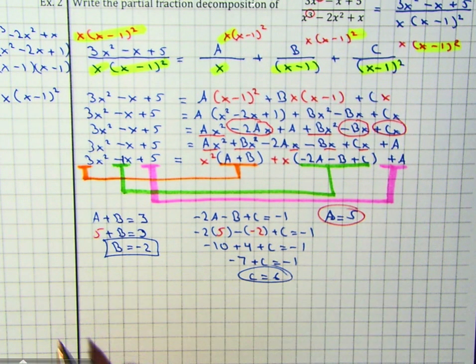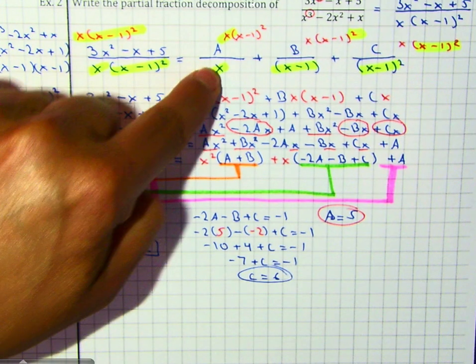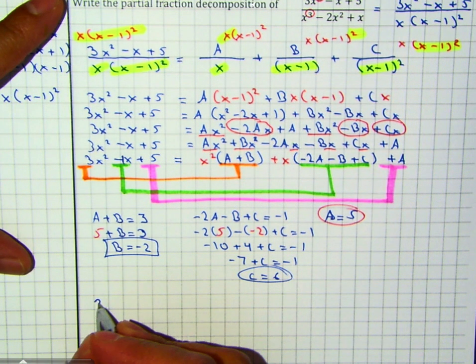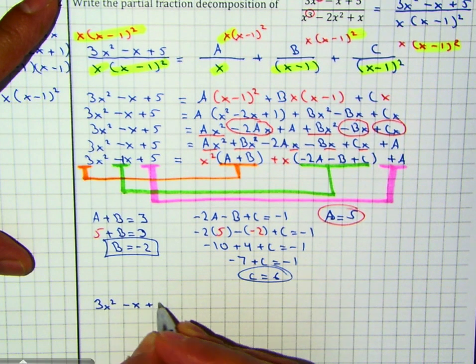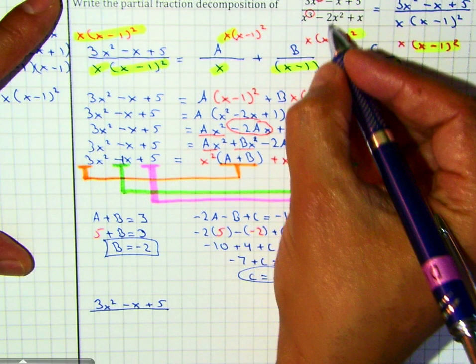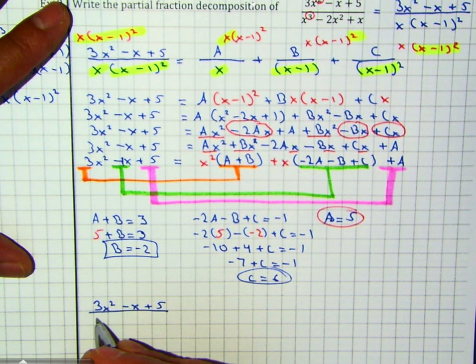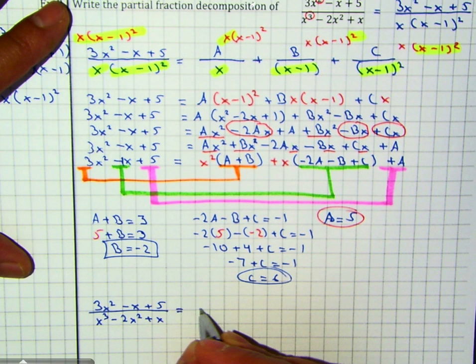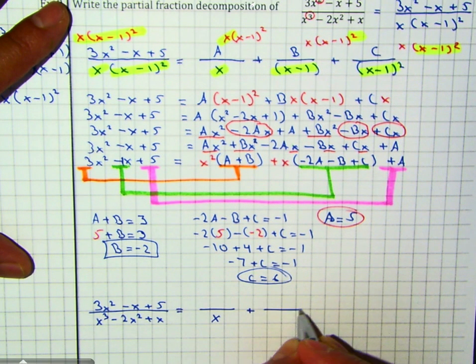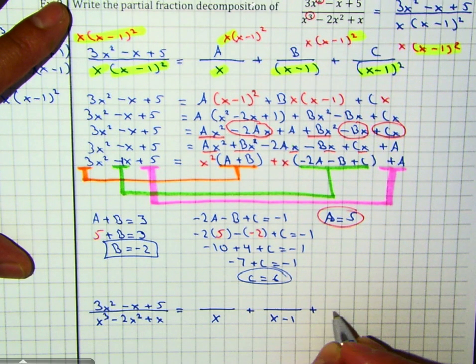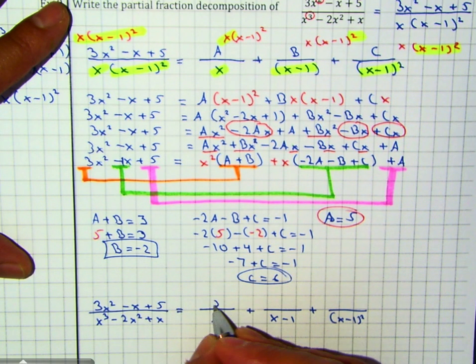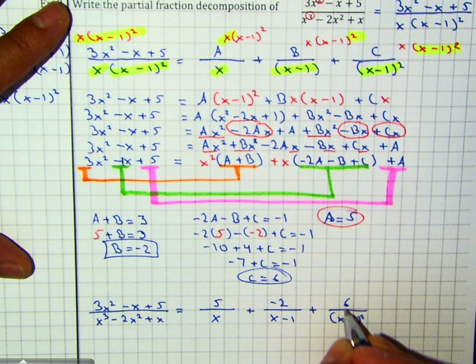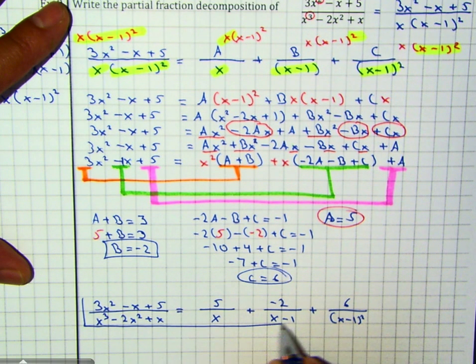And now I can just set up my equation. I know the value of a, b, and c. So we have 3x squared minus x plus 5 over, I'm going to use my original expression, x times (x minus 1) squared, equals a over x plus b over (x minus 1) plus c over (x minus 1) squared. We have a is 5, b is negative 2, c is 6. Therefore, that is a fraction decomposition.